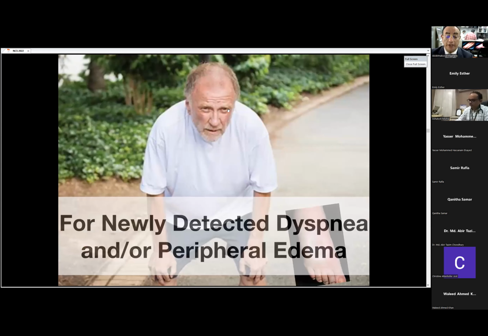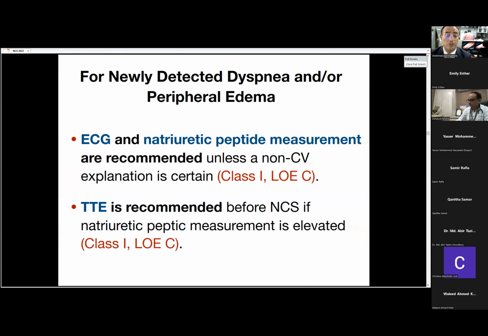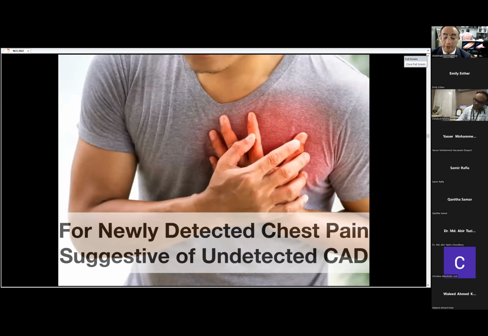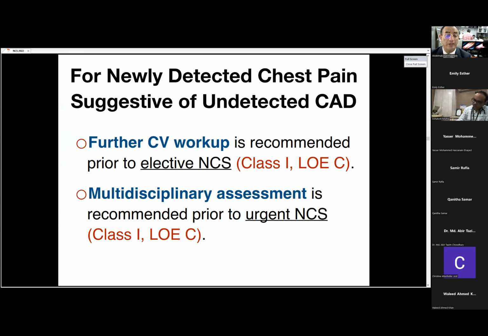non-cardiac surgery. For any patient who developed peripheral edema, in this situation, the guideline recommends ECG and proBNP, and this is a class 1 indication, level of evidence C, and if there is elevation of proBNP, echocardiography is recommended, class 1 indication, level of evidence C. For any patient who has no history of coronary artery disease, but is complaining of chest pain, here the guideline recommends a cardiovascular workup, and this is class 1 indication level of evidence C.